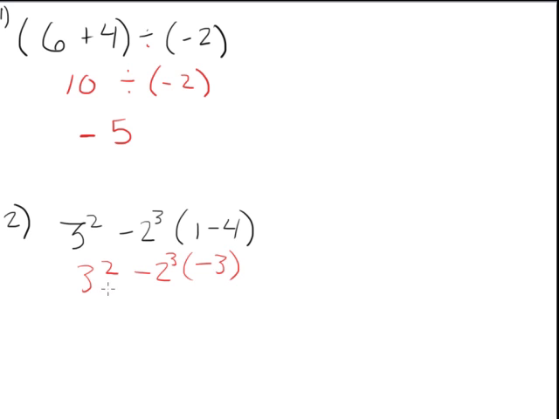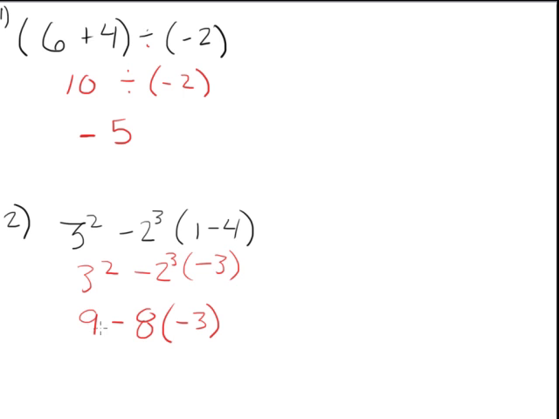Okay, now according to BEDMAS, after I've done my brackets, I have to do my exponents. So 3 squared is 3 times 3, so 3 times 3 is 9, minus 2 cubed is 2 times 2 times 2. So 2 times 2 is 4, times another 2 is 8, minus negative 3. Okay, now after you do the exponents, you have to do the multiplication and the division.